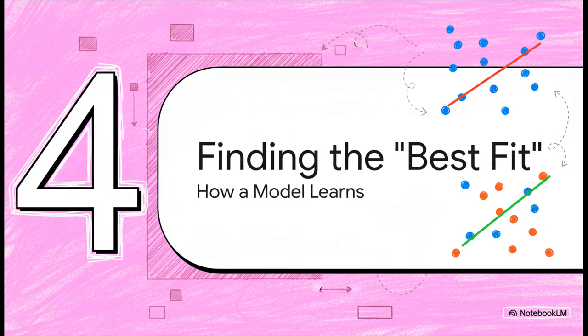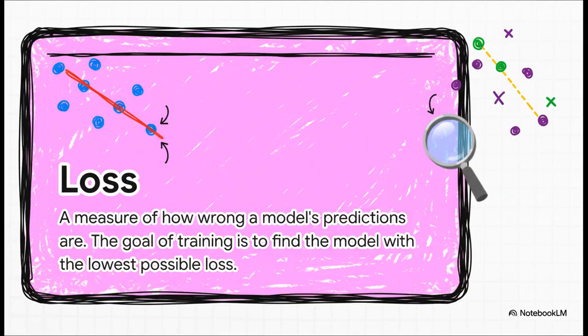So whether we're talking about a regression line or a classification boundary, how in the world does the machine find the best possible line? This is where the learning part of machine learning really happens. The whole process starts by figuring out what it means to be wrong. For that, we use a concept called loss. Loss is just a number. It's a score that tells us how far off our model's predictions are from the real answers. High loss means the model is terrible. Low loss means it's pretty good. The goal is to get that loss as low as we possibly can.